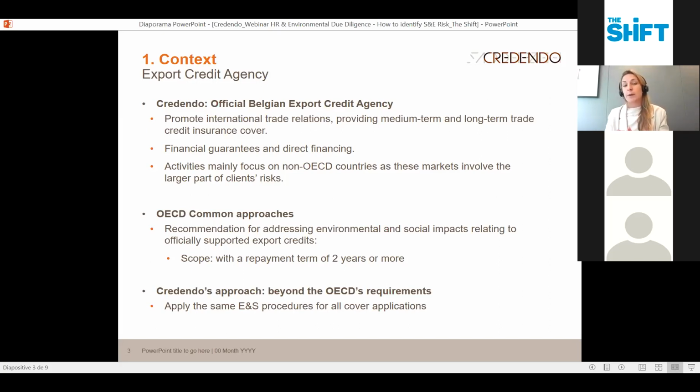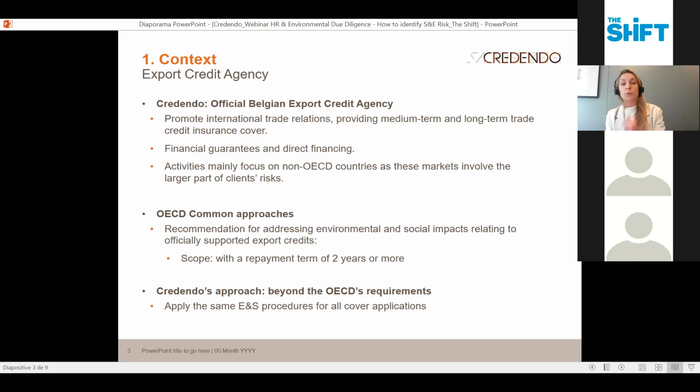We are regulated by the OECD, and regarding the environmental and social aspects, the OECD produced a recommendation of the procedures that all OECD members should apply as an export credit agency. This document targets transactions that have a credit of 2 years or more, which means that if a transaction doesn't imply a credit of 2 years or more, it is not in the OECD scope, so we do not have to communicate this ESG due diligence information to the OECD.